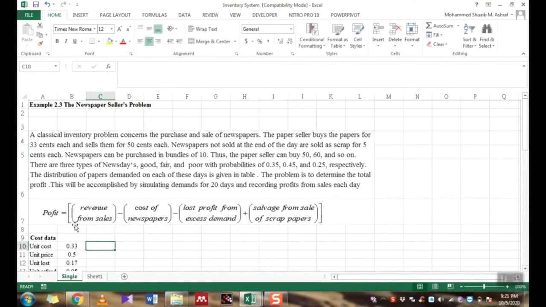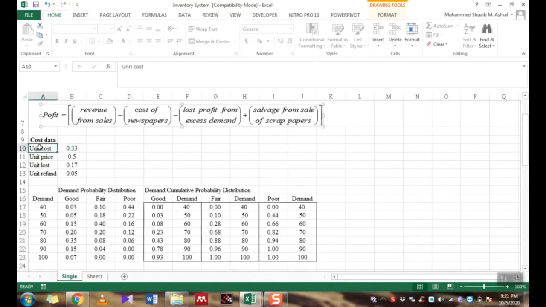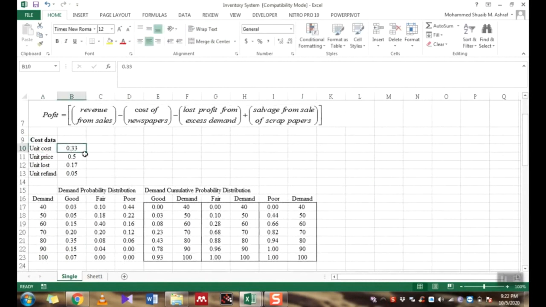Here is the formula to compute profit. It is revenue from sales, minus cost of newspapers, minus lost profit from excess demand, plus salvage from scrap papers. Now let's see the cost data. Unit cost: the cost of a newspaper is 33 cents. The selling price of the newspaper is 50 cents. So we can say the profit per unit is 0.17, 17 cents. And the unit refund, the salvage value, will be 0.05.